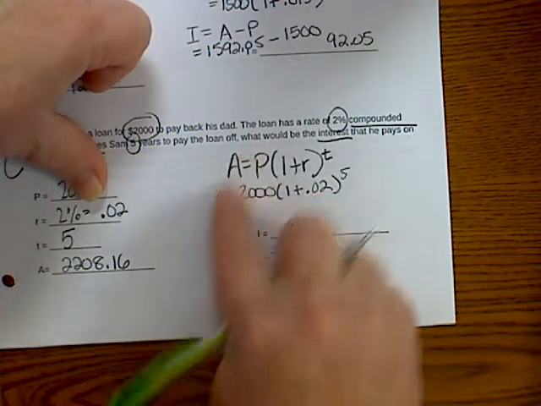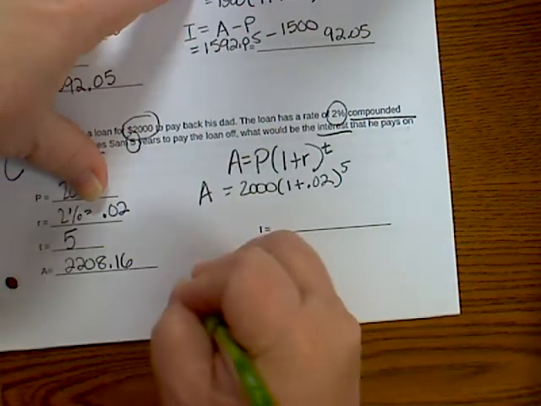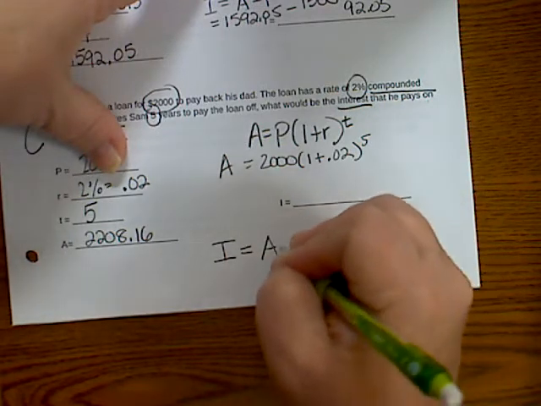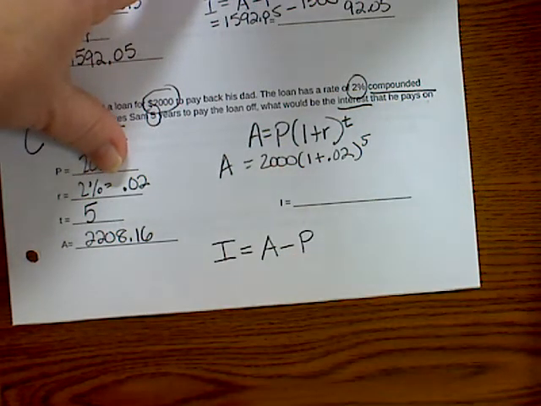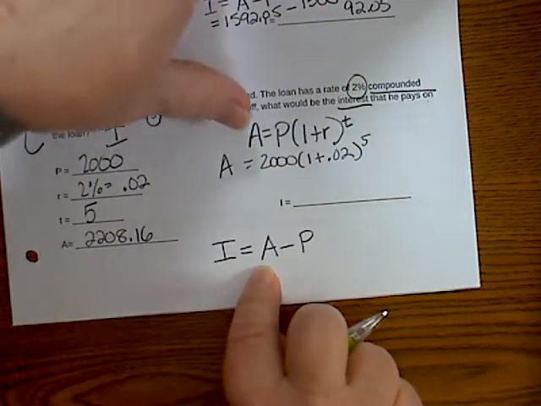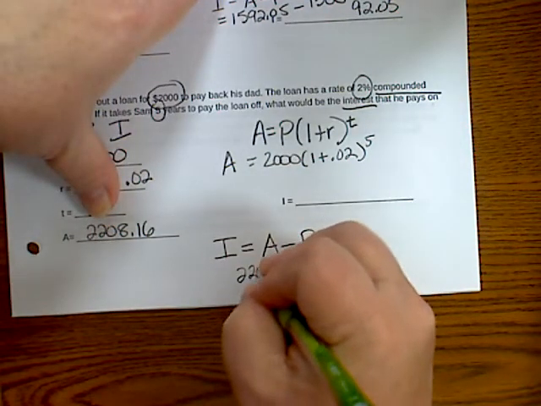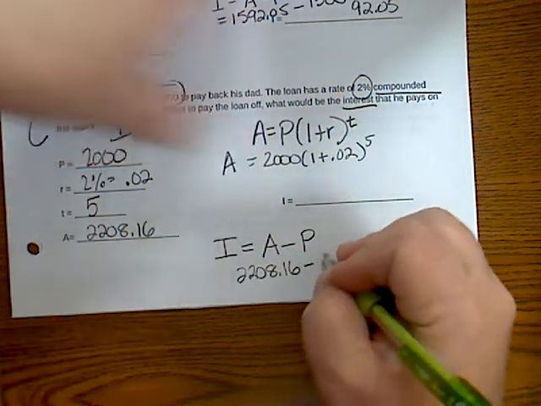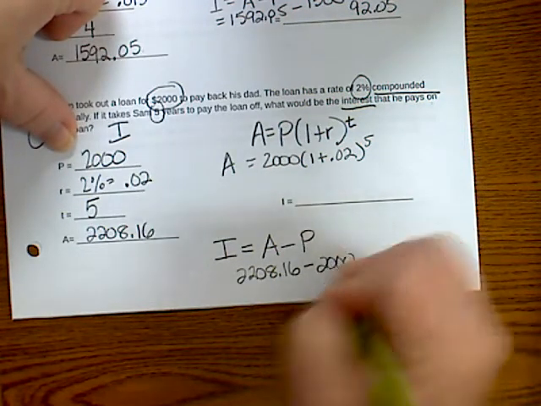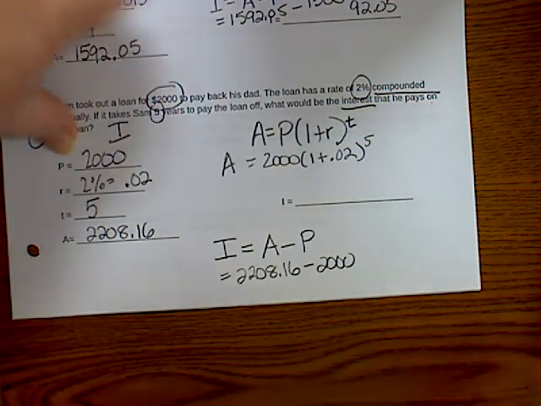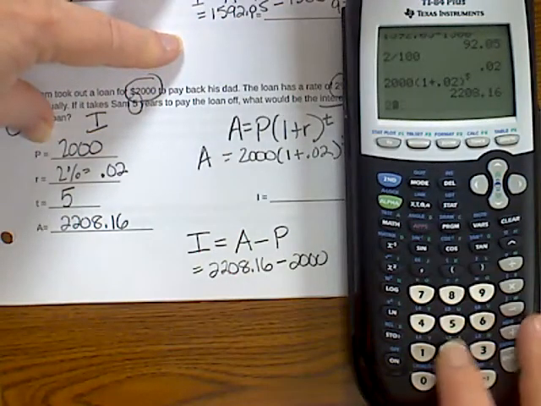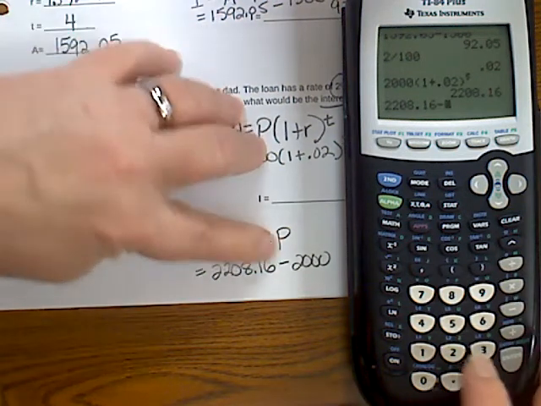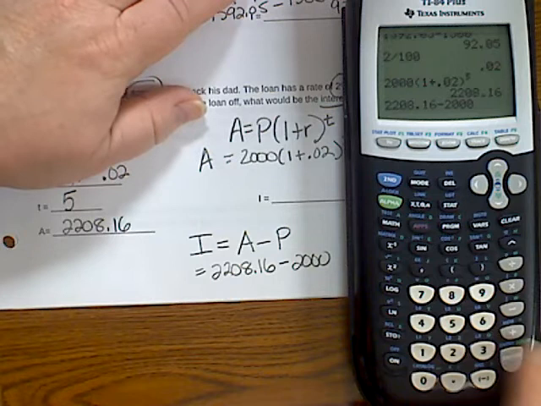Because remember, I was solving for A. Now, to find interest, I need to take my account ending balance and subtract my principal. Okay? So my account ending balance was 2208.16. Subtract. My principal was $2,000, and that will give me my I. So I'm going to go 2208.16, subtract 2000, and I end up with 208.16.